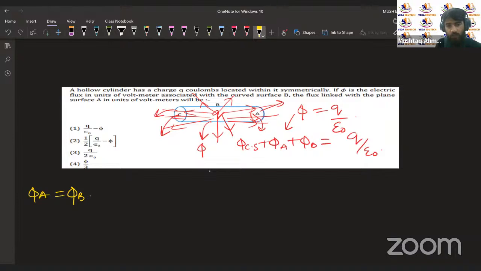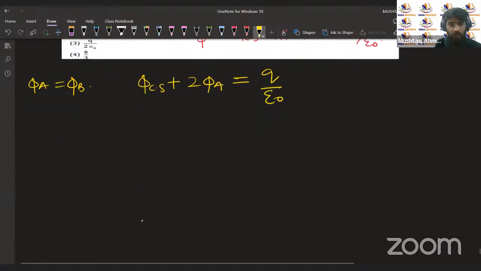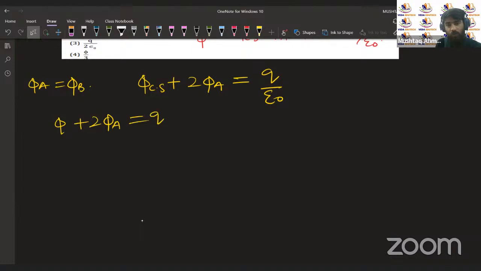So we can write it here: phi curved surface plus phi A plus phi B, we can write as twice phi A, that's equal to charge enclosed Q upon epsilon naught, right? We have to calculate the phi A. And this phi through the curved surface is given as phi. This is the phi that's given as electric flux through the curved surface area. So we can replace phi curved surface with phi, so it will be twice phi A equal to Q upon epsilon naught, right? We have to calculate this phi A.